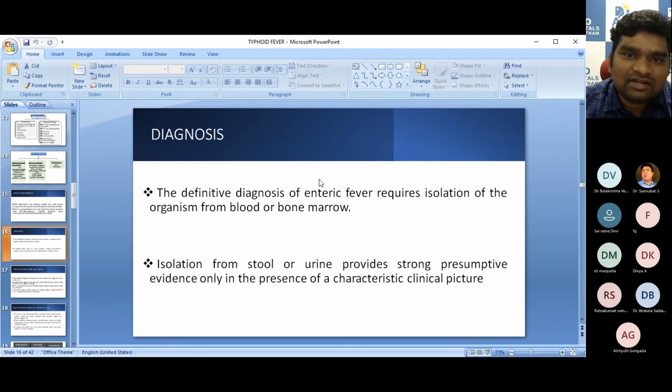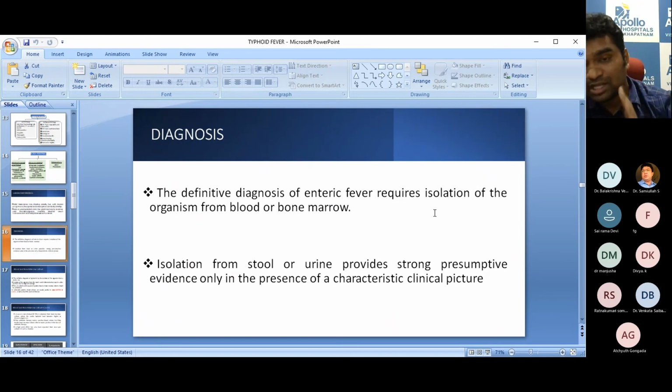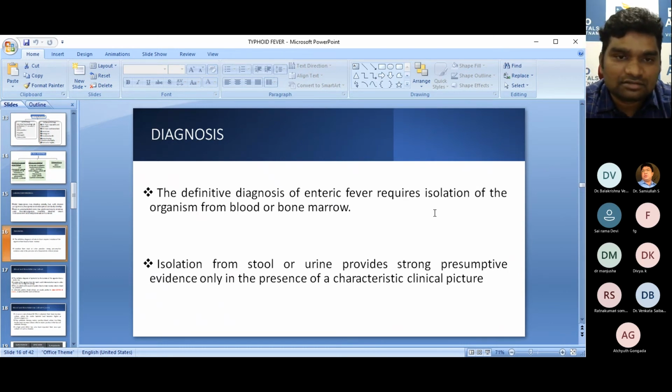The definite diagnosis of enteric fever requires isolation of the organism from the blood and bone marrow. Isolation from the stool or urine provides presumptive evidence, strong evidence, but it is not a definite diagnosis. It is strong presumptive evidence in a suspected case of typhoid. So the definitive diagnosis is blood and bone marrow culture.